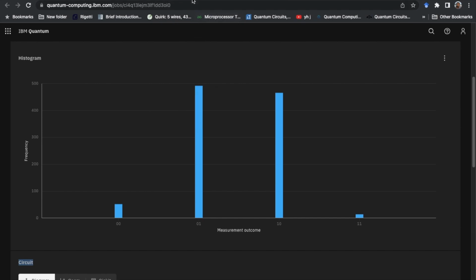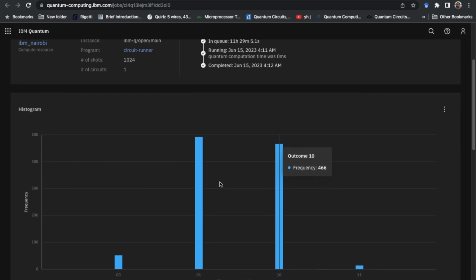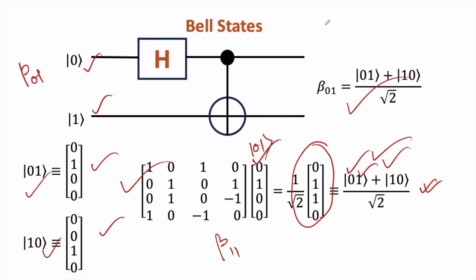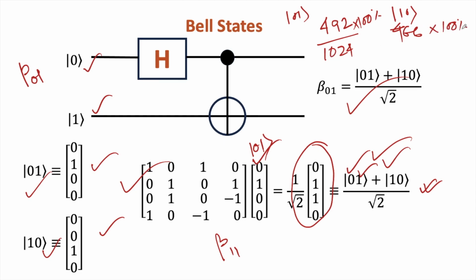So you may have a question in your mind, how can I calculate the probabilities using those numbers of shots, that is the frequency. In this case, I have already told you that 492 times for k01, and for k10 it is 466. That means 492 by 1024 into 100%. That is the probability, which equals about 48%, 48.something, and this is the 45.5% here. This way I am calculating the probabilities.